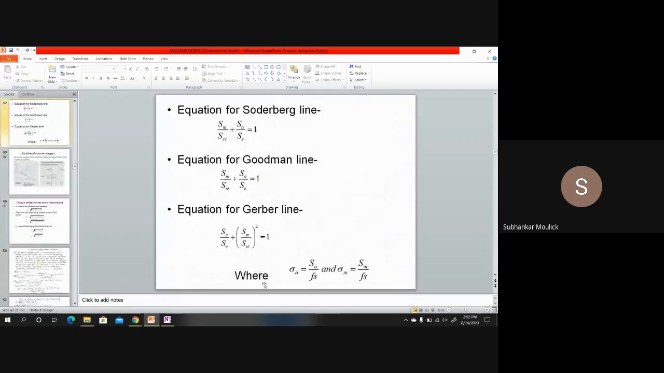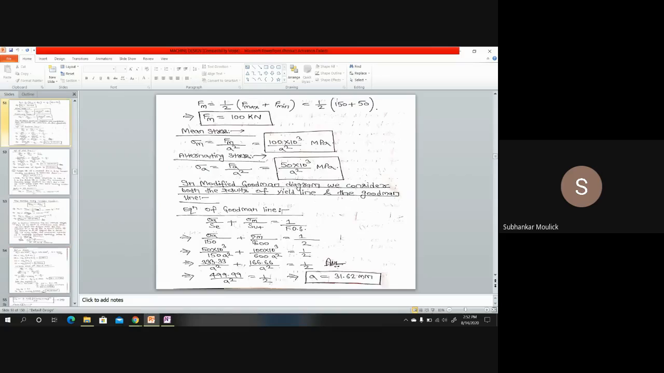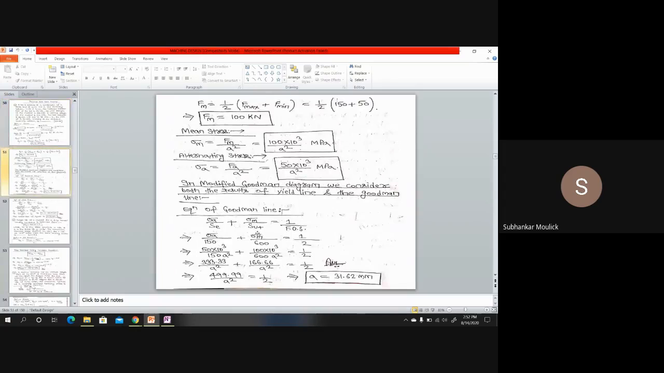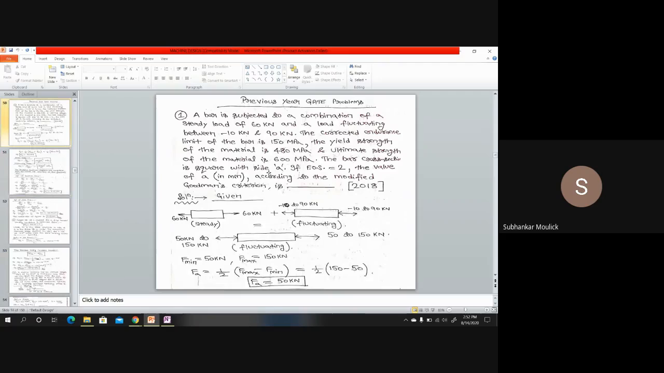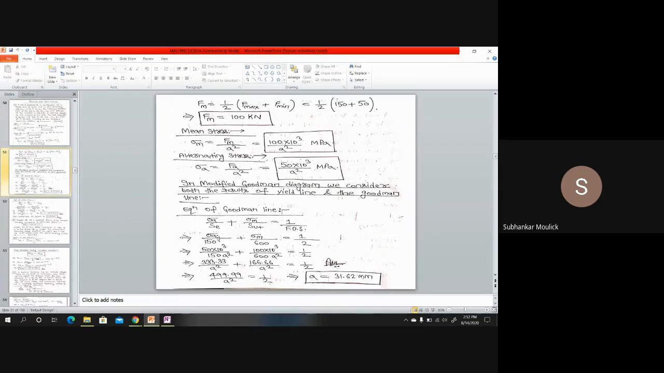Already I have told you that this SM and SA is given by sigma into FOS. If you substitute SA by FS or SM by FS, they are not known to you, so better substitute it by sigma A itself. AC, the endurance limit stress given in the problem, is 150, and SUT, the ultimate strength, is 600 megapascal. So sigma A by 150 plus sigma M by 600 is equal to 1 by factor of safety.